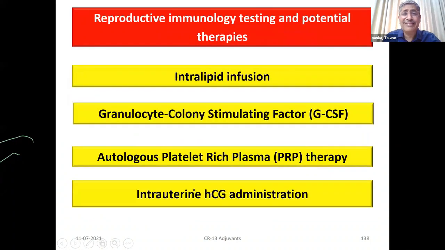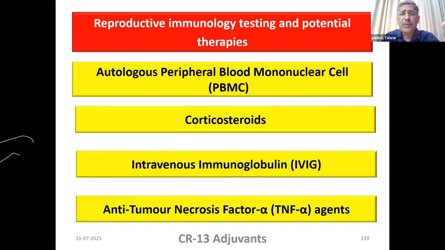We want to talk about intralipids, GCSF, PRP, intrauterine HCG administration. We want to talk about autologous peripheral blood mononuclear cells. I still have difficulty in reading them. I don't know how you feel about it. IVIG, TNF factor, corticosteroids, blah, blah, blah. I'll take a halt of a few seconds here.